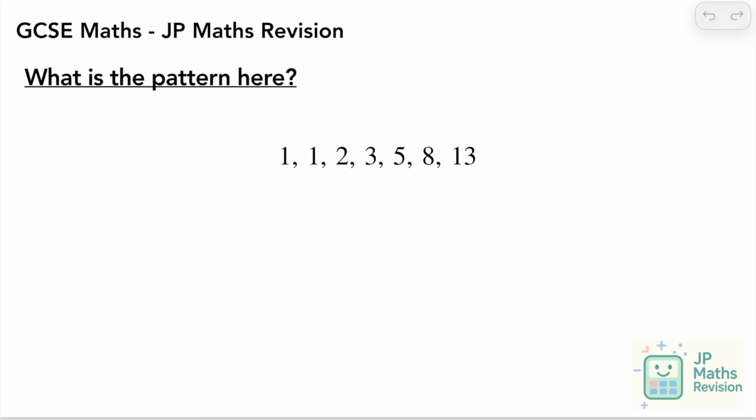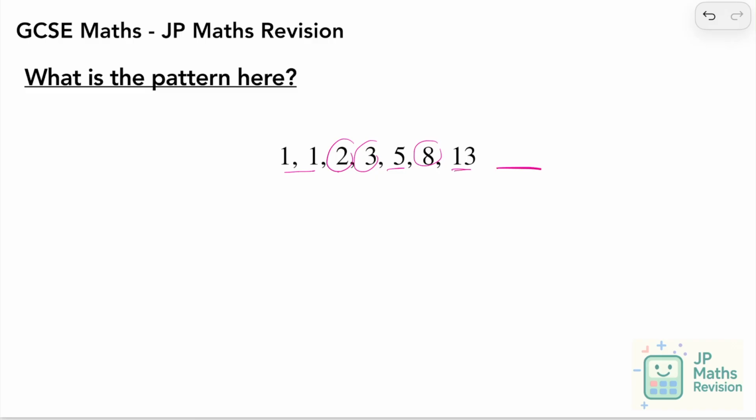Okay, so welcome back if you managed to have a look at this. So if we have a look at this sequence here, we can see that we can always find the next term by adding the previous two terms in the sequence. So if we take a look at this, we have 1 plus 1 is 2, 1 plus 2 is 3, 3 plus 2 is 5, 3 plus 5 is 8, 5 plus 8 is 13.